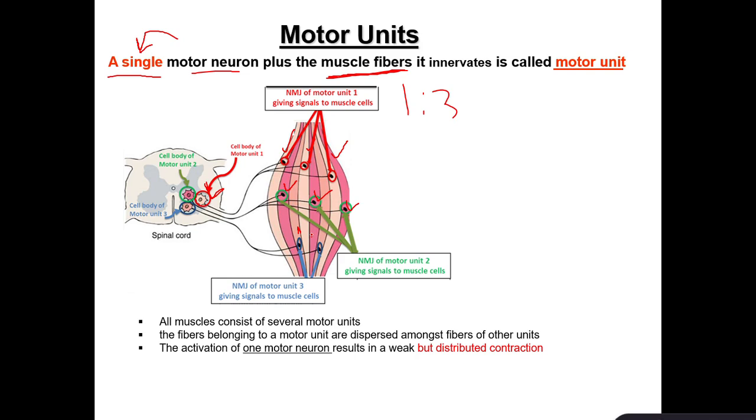If you look here at this image, you will find that the fibers belonging to a single motor unit are dispersed amongst the fibers of other units. So here, the fibers belonging to a single motor unit are not concentrated in one side of the muscle, they are rather distributed. So when a motor unit is active, what will happen is a weak contraction, but it's going to be a distributed contraction. It's not focused on a part of the muscle. It's going to involve all the muscle in general because the fibers are distributed through the muscle.